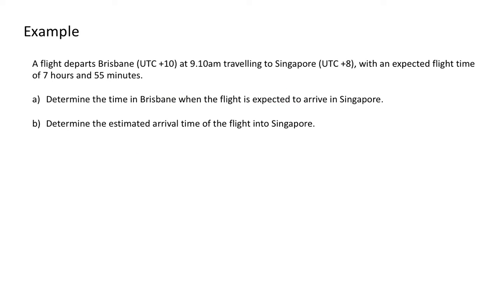So in the example, we have a flight that's departing Brisbane that has a time zone of UTC plus 10, and it's departing Brisbane at 9:10 a.m. and it's traveling to Singapore that has a UTC time zone of plus 8, and it's expected that the flight is going to take 7 hours and 55 minutes. So all of that is important information. We have Brisbane, that's UTC plus 10, Singapore, that's UTC plus 8. The flight is leaving Brisbane at 9:10 a.m. and is going to be traveling for 7 hours and 55 minutes of flight time.